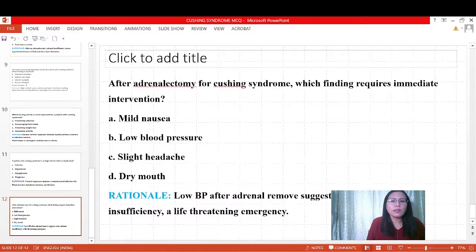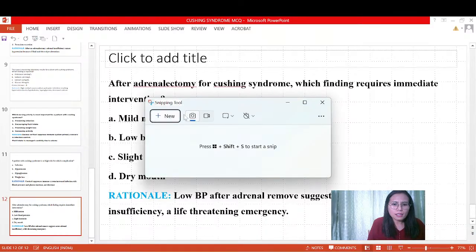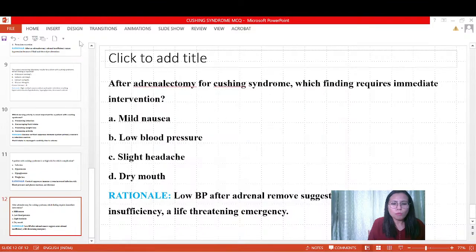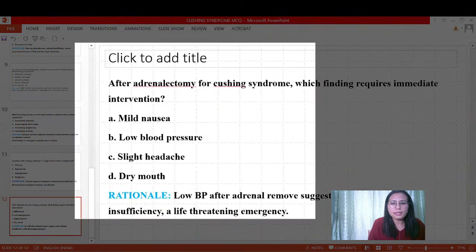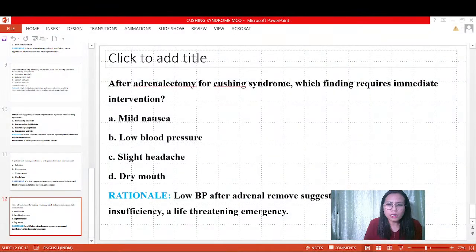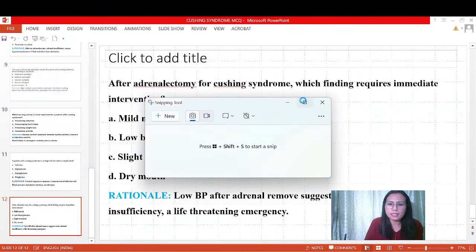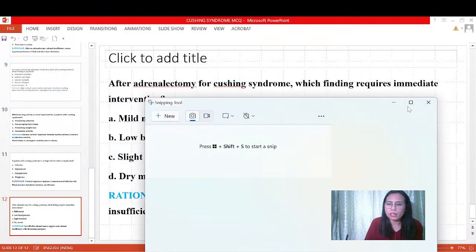After adrenalectomy for Cushing syndrome, the finding that requires immediate intervention, the correct answer, will be low blood pressure. Low blood pressure after adrenal surgery means acute adrenal insufficiency, which is a life-threatening emergency.